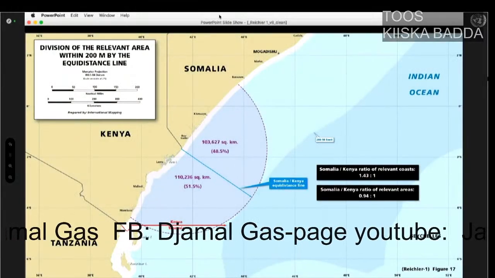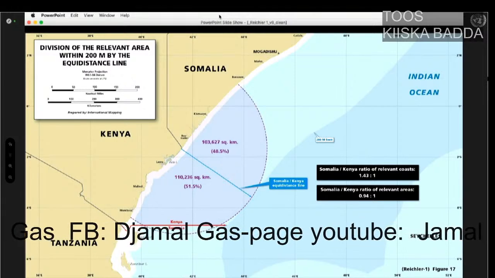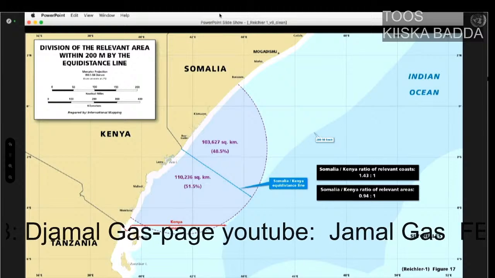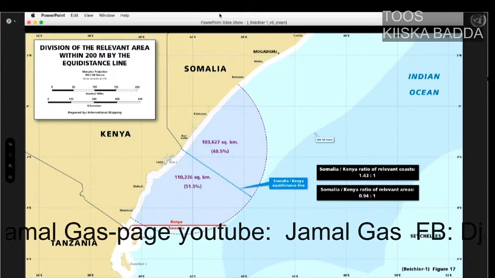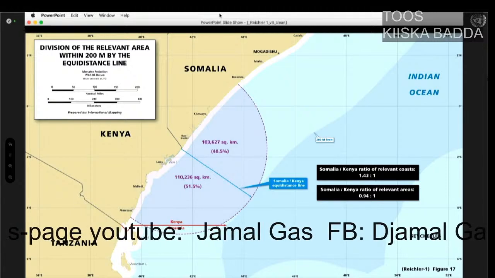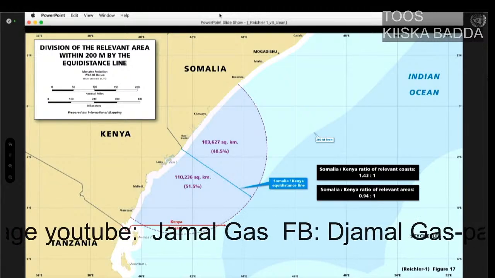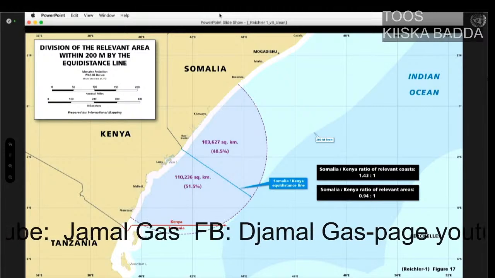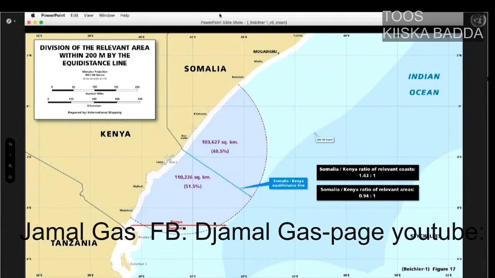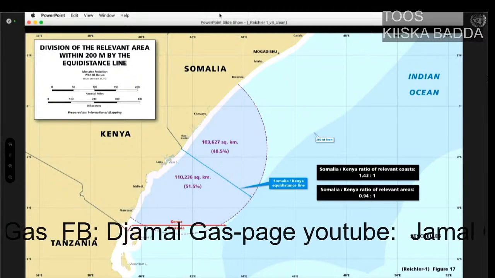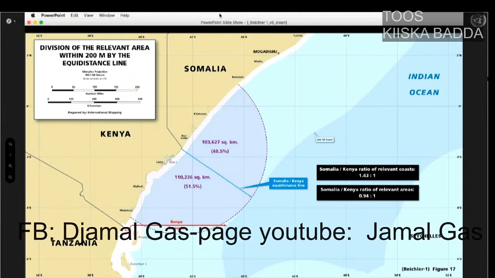This slide, which is also at tab 61, shows how the provisional equidistance line divides this relevant area between the two parties. As you can see, its application allocates more maritime space to Kenya than to Somalia, by a difference of 110,236 square kilometers to Kenya versus 103,627 square kilometers to Somalia.